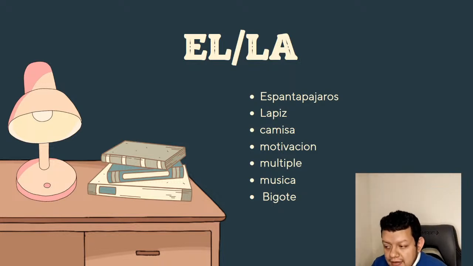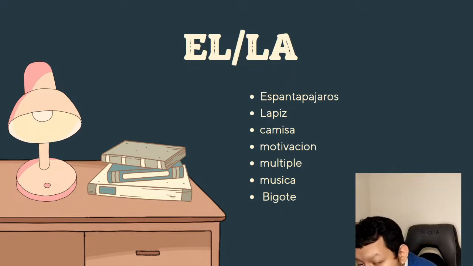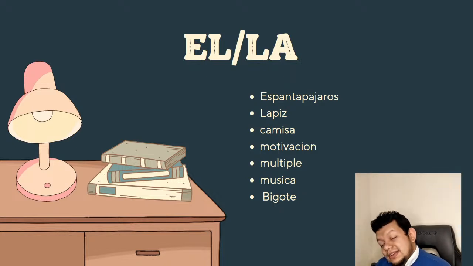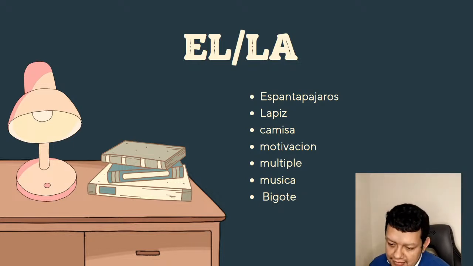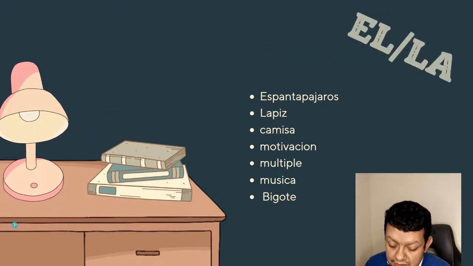El música or la música ends with an A, la música. And then lastly, bigote or mustache, el bigote or la bigote. Now it ends with an E, and I was thinking that looks like a neutral term, but I think it might be another one of those Latin words. So el bigote, el bigote. All right. Let's go ahead and move on.